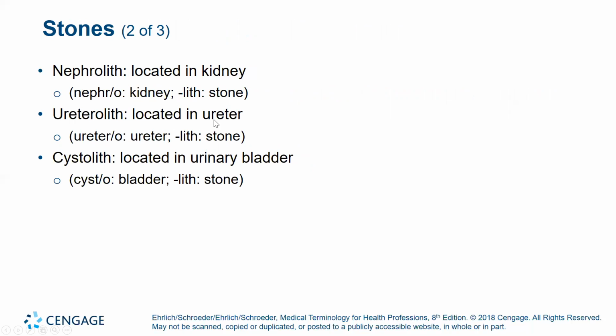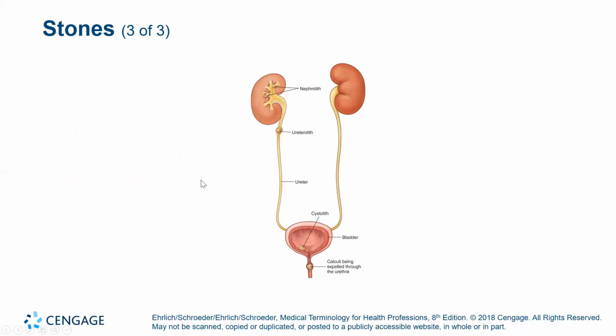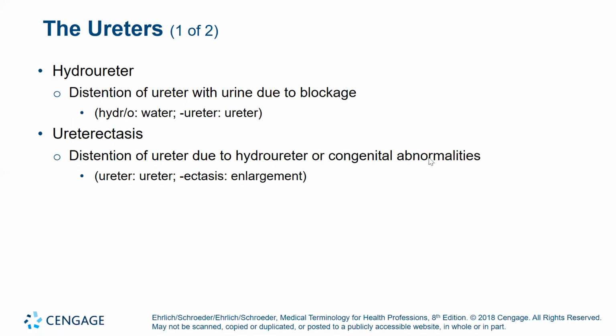Ureterolith, located in the ureter. Cystolith, located in the urinary bladder. Cysto is bladder, lith is stone. And you can see here in this figure, the stones. We have the nephrolith here. You can see the stones there. This is the ureterolith and the cystolith. And then the calculi being expelled through the urethra. If you ever had kidney stones, you know it's very painful to go through that. Let's take a look at the ureters.